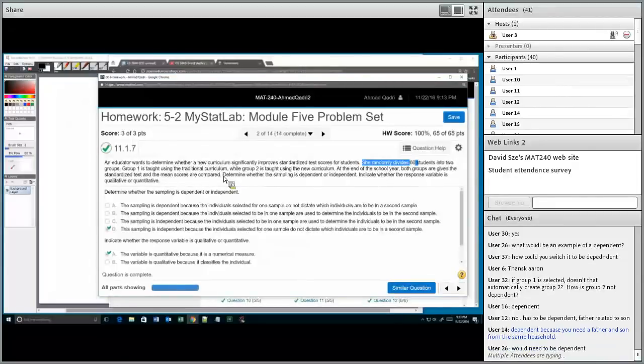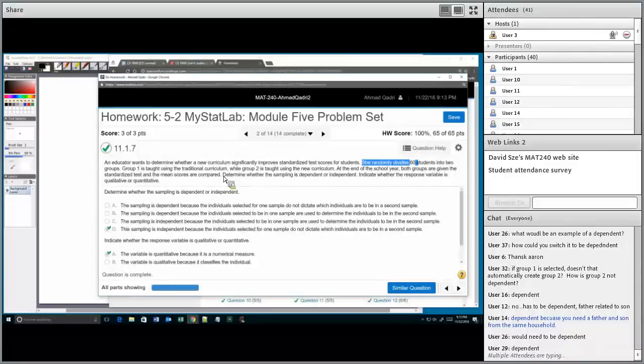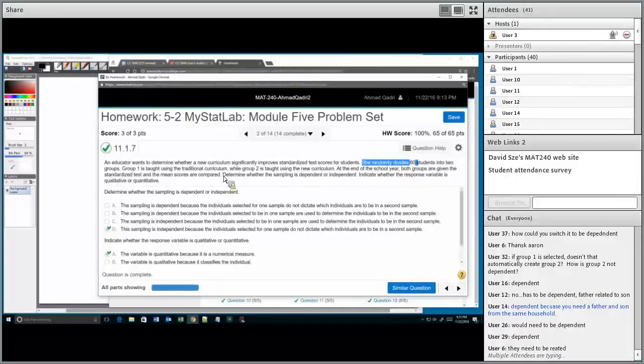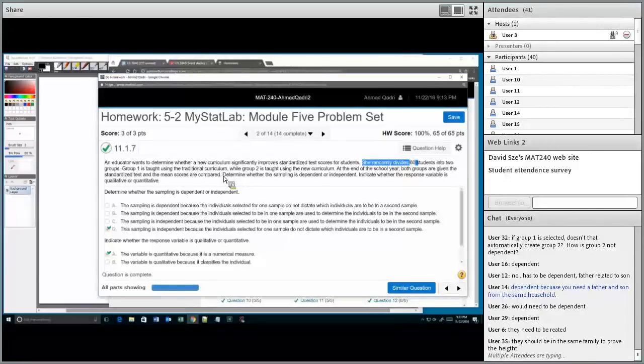Yeah, this would need to be dependent, right? Because in order to do this hypothesis test, you must have a connection between the father and the son, right? You cannot have a random set of fathers and a random set of sons because they may not be connected genetically with each other, right?